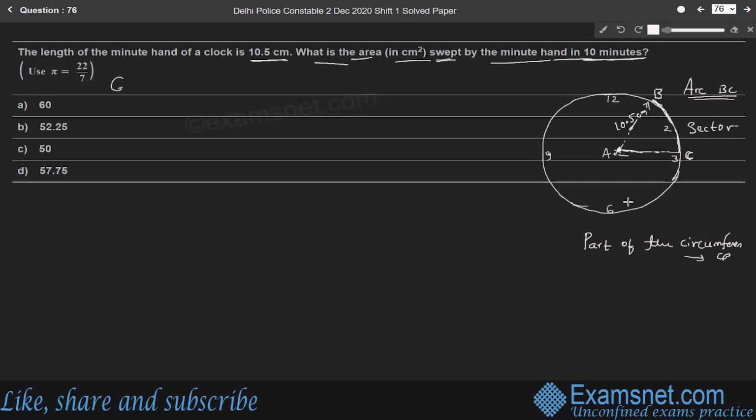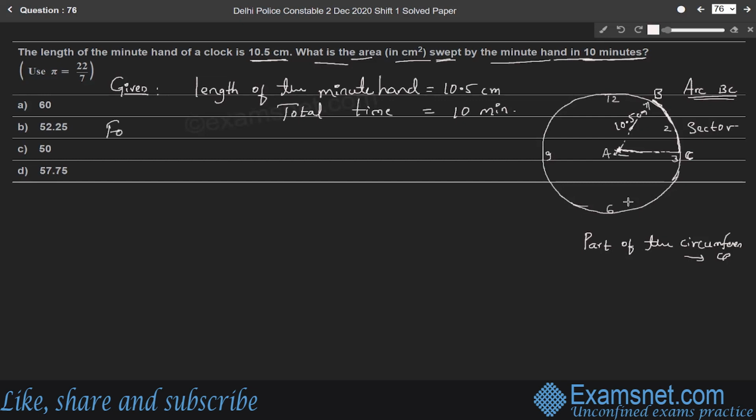So let us start with the given data. The length of the minute hand is equal to 10.5 centimeter, right? And the total time to sweep is 10 minutes, right? So here we are finding the area of the sector ABC, or the area created by the arc BC, right?